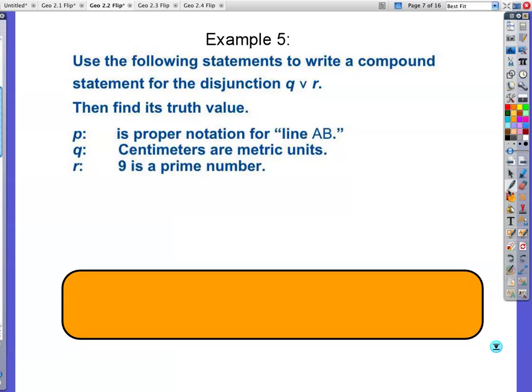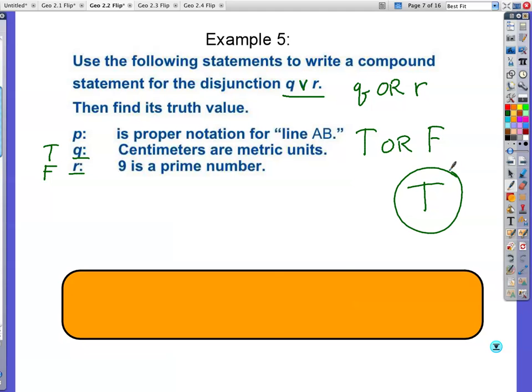All right, example 5. We are now going to use this statement, Q, and remember what this stands for? This stands for or R. So I'm looking at Q and R. Centimeters or metric units, true. R, 9 is a prime number. 9 is not prime because 3 goes into it. It would be prime if it was only divisible by 1 and itself. But since it's divisible by 3, that makes it a false statement. So my Q statement is true, then I have or, and then R is false. True or false? The overall truth value will then be true.